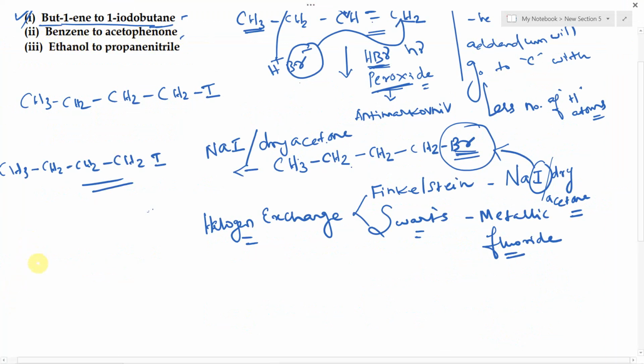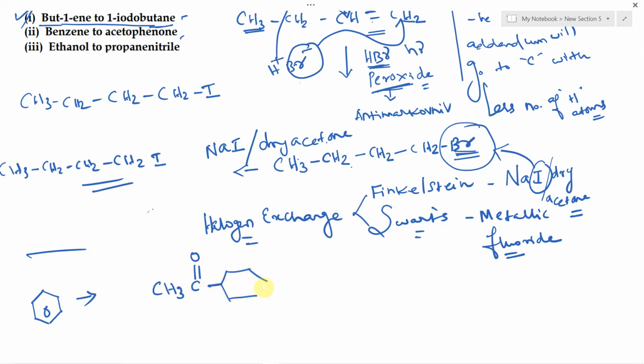Benzene to acetophenone. Let us write the formula there. So benzene. We have to make it acetophenone. Aceto, that is CH3 C double bond O. So this is called the acetyl group. And phenone in the sense a phenyl group will be attached. Got it? This is acetophenone.